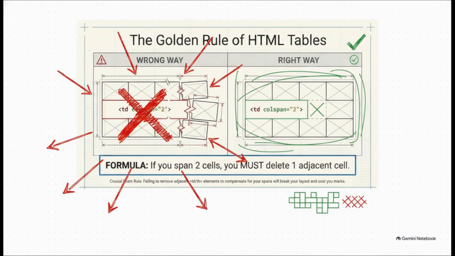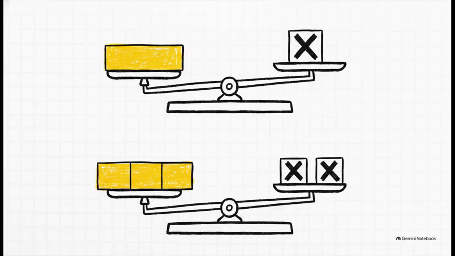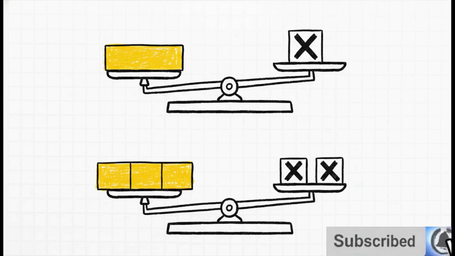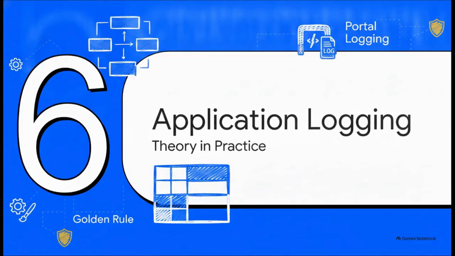You have to make room for the expansion. So, here is the absolute golden formula you must burn into your brain. If you span 2 cells, you must compensate by deleting 1 adjacent cell in your HTML. If you span 3 cells, you delete 2 adjacent cells. Basically, your spanning cell is eating up the physical space of its neighbors, so those neighbors have to be explicitly, deliberately deleted from your code to keep the whole grid perfectly balanced. It's a zero-sum game. Let's bring it all together in Part 6, Application and Portal Logging, Theory and Practice.